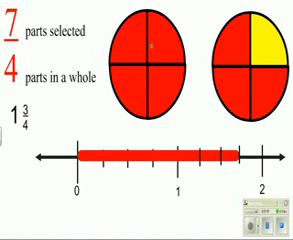In 7/4, that's more than a whole, because if there's only 4 parts in a whole, you clearly have more than one whole selected. And so 7/4 means all 4 of these and 3 more. On the number line, you can see it's more than 1. It's 1 and 3 more fourths. Here you have the number line divided up into fourths, and you're 3 spaces past the 1, almost all the way to 2.